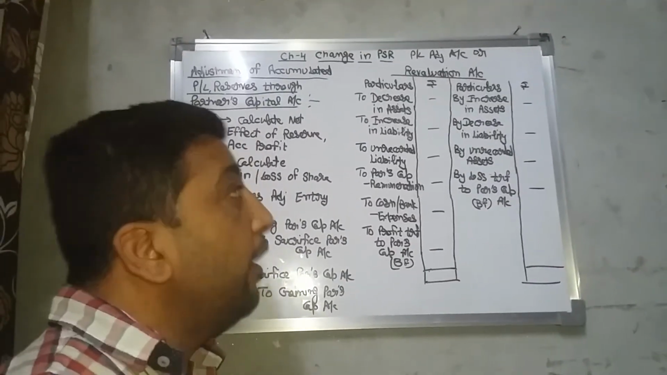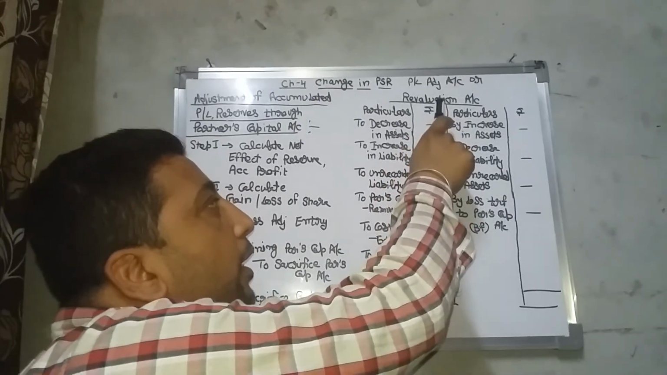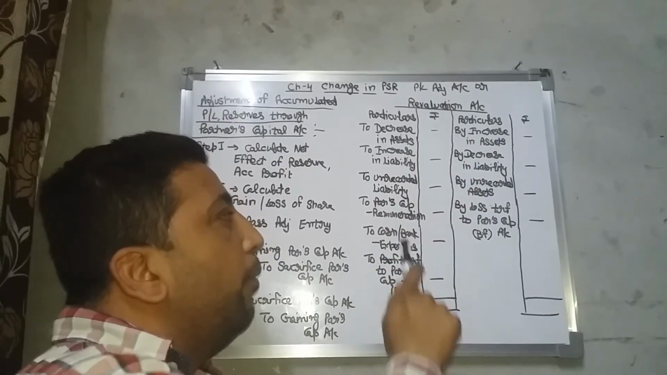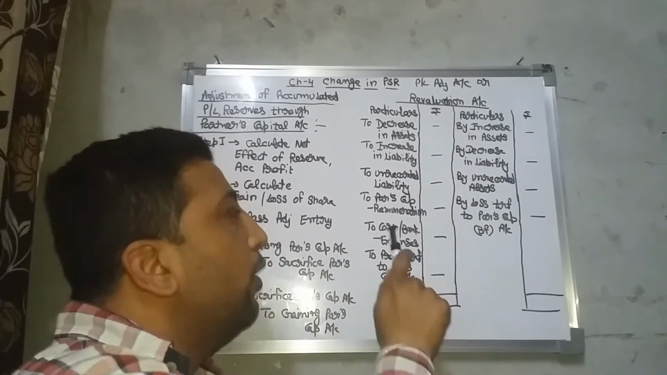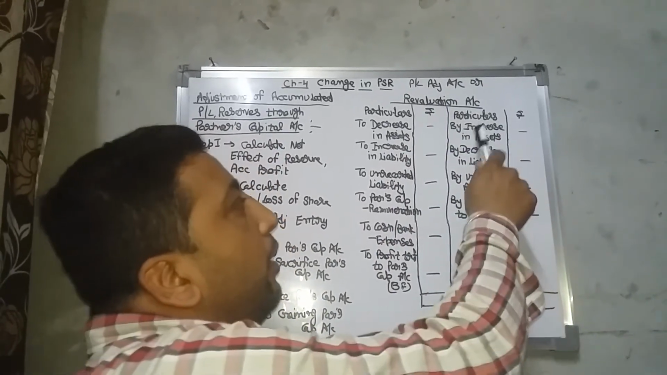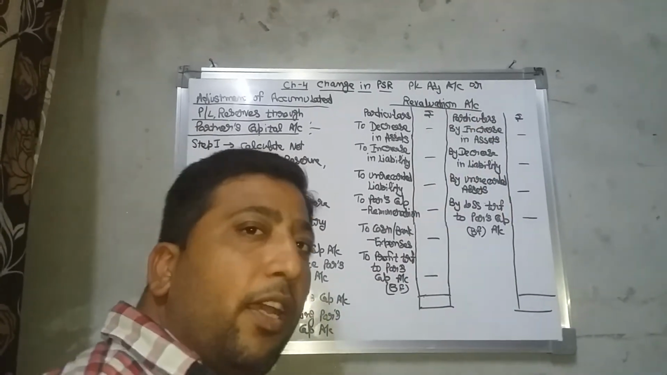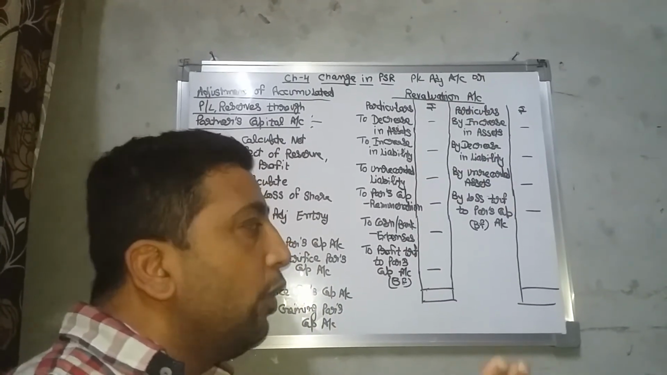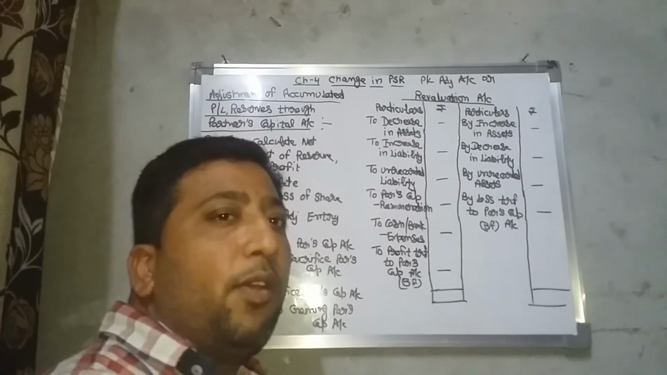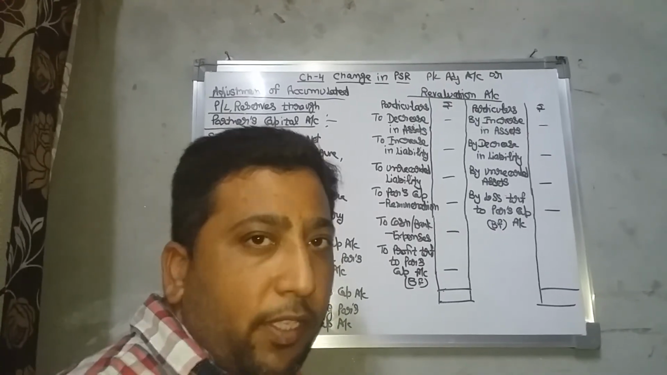And if there is a journal entry, then the entry would be: revaluation account debit to decrease in asset, revaluation account debit to increase in liability, revaluation account debit to unrecorded liability, revaluation account debit to partners' capital, revaluation account debit to cash. Similarly, asset account debit to revaluation, liability account debit to revaluation, unrecorded asset account debit to revaluation. So these are the closing entries that have to be passed with the revaluation. You have to prepare for that, and you have to complete the notes on this. Thanks.